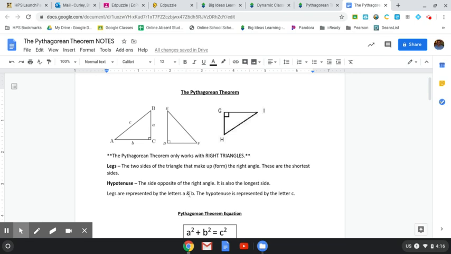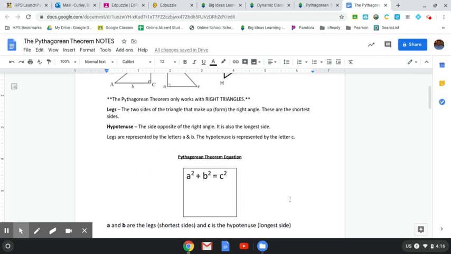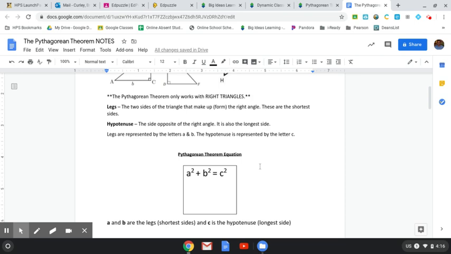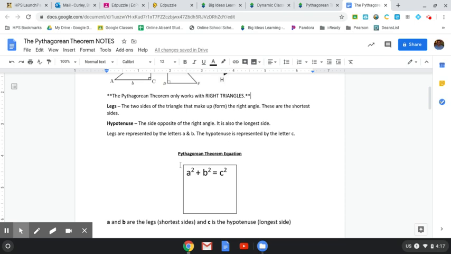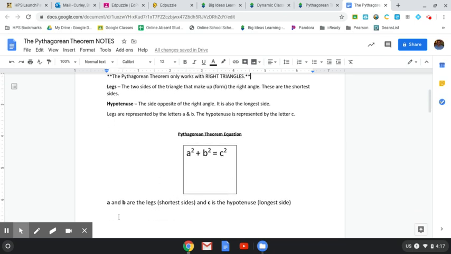The legs of the triangles are always going to be B and A, or A and B. The hypotenuse is represented by the letter C. If you looked at the video you should have looked at Tuesday, you would know that this only works for right triangles again. So the Pythagorean theorem is written as this equation. A squared plus B squared equals C squared. That means leg squared plus the other leg squared will equal the hypotenuse squared, which is the longest side. Okay, so again, A and B are the legs, they are the shortest sides, and C is the hypotenuse, which is the longest side. And we're going to walk through a couple examples of why that is so important.